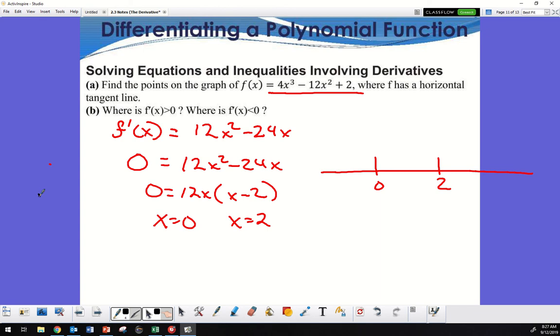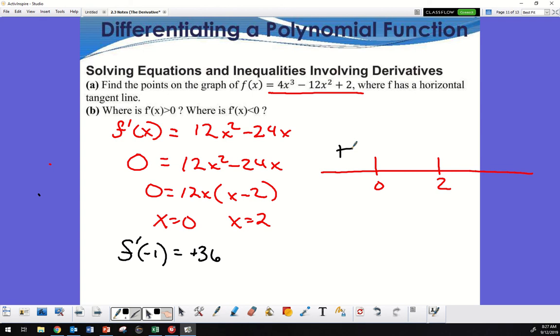-1. Okay, so plug in -1 to this. F prime of -1. Positive or negative? It's positive 36. Positive 36, so this is going to be positive slopes there. Everything on that interval is going to be a positive slope.